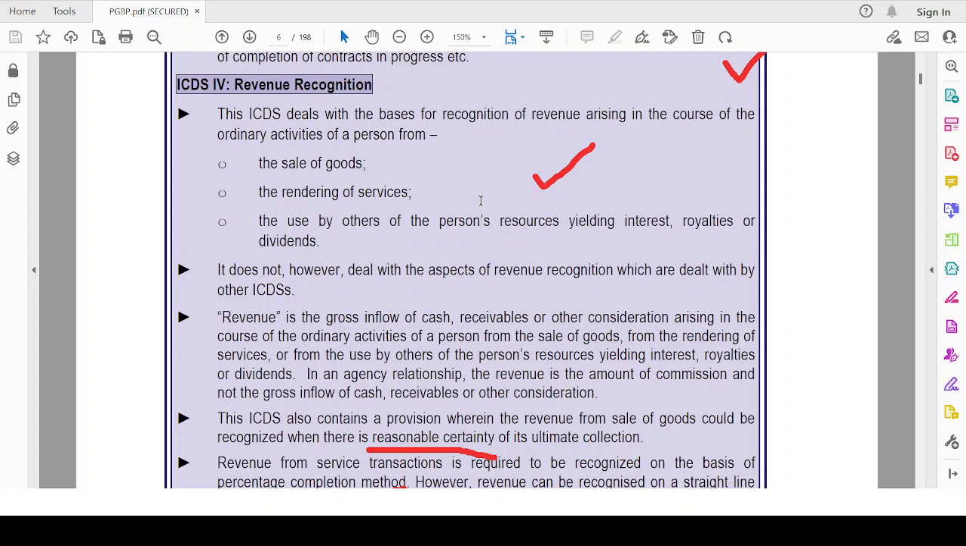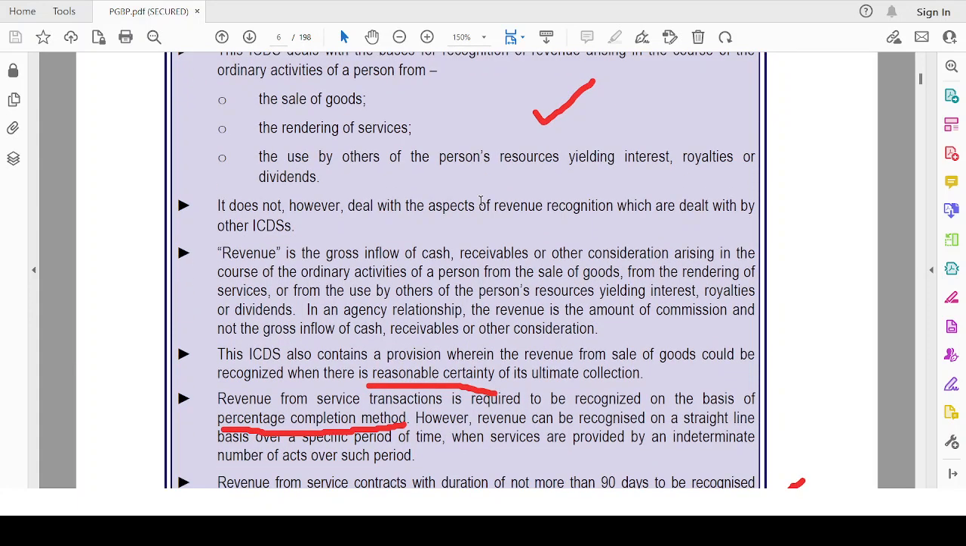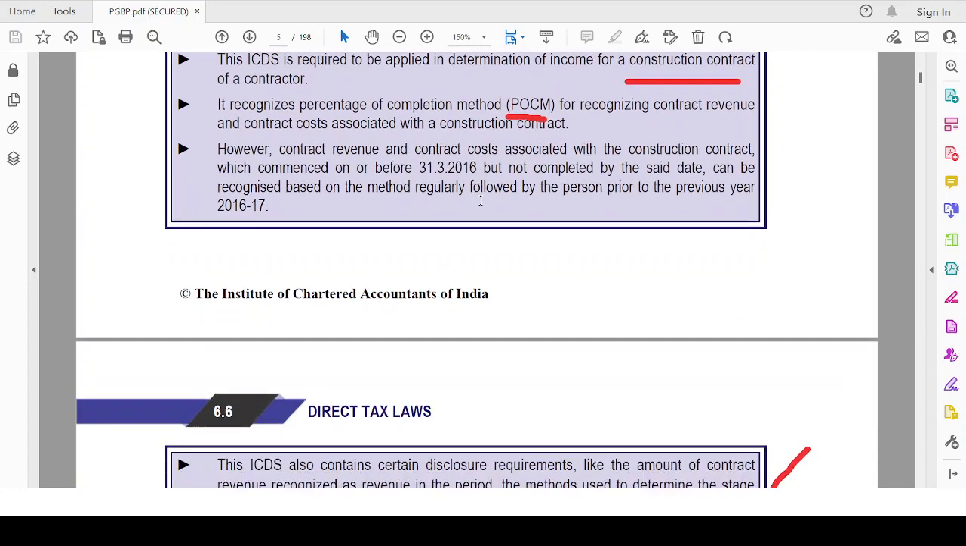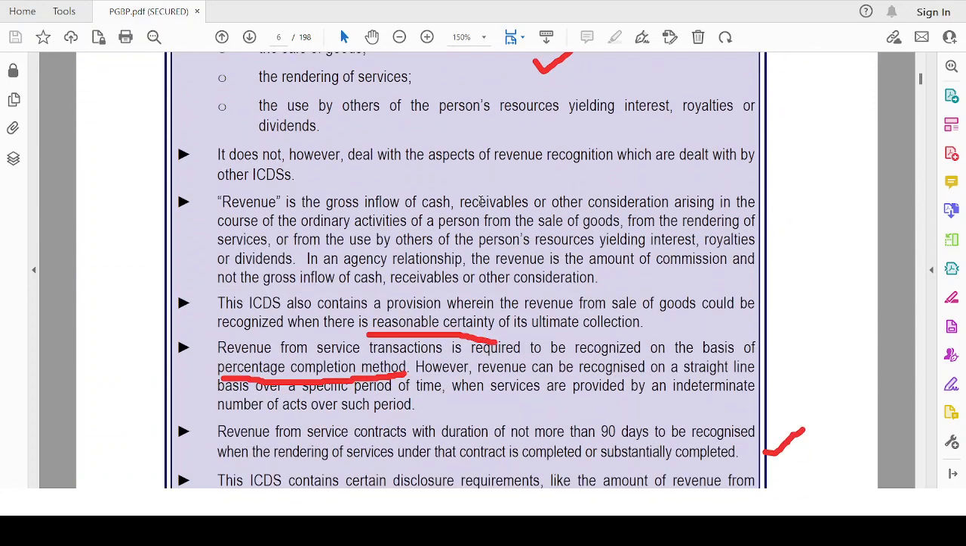Revenue recognition. This deals with the basis of recognition of revenue arising in the course of ordinary activities of a person from sale of goods, rendering of services, and the use by others of a person's resources yielding interest, royalties, and dividend. Sale of goods, rendering of services, interest, royalty, and dividend. If something like a construction contract is dealt with by ICDS 3, then this ICDS is not applicable; otherwise, this ICDS is applicable.